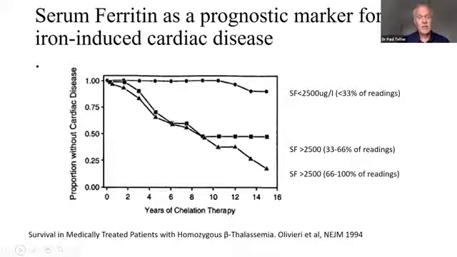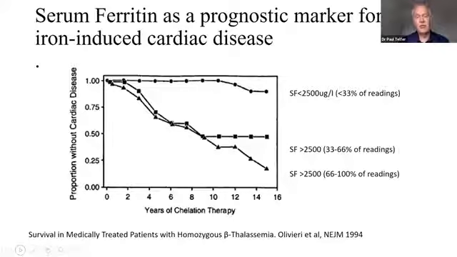A serum ferritin level over 2,500, either relatively frequent or frequent, is associated with an increased risk of cardiac outcomes in the long term. So this is an early study, and although it's important, I think we have to think about these figures and outcomes in a more sophisticated way.